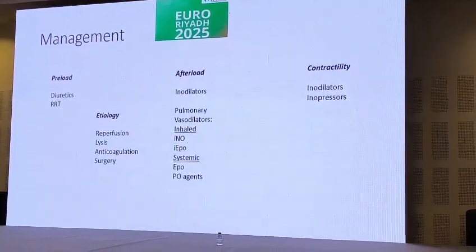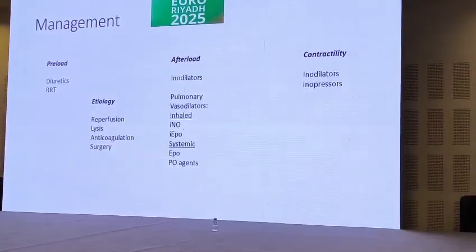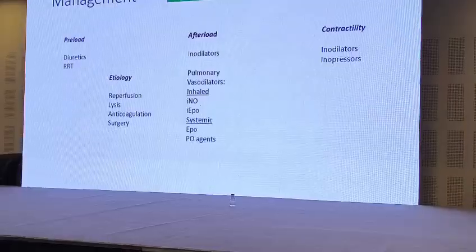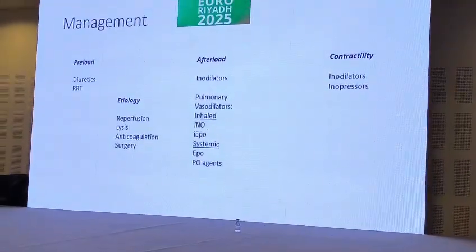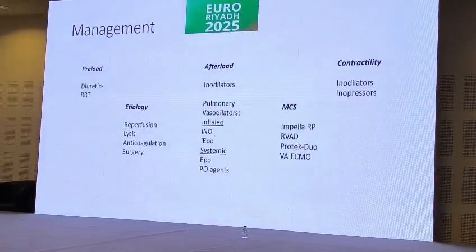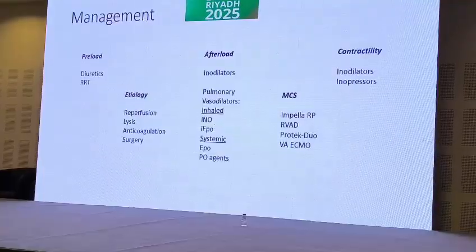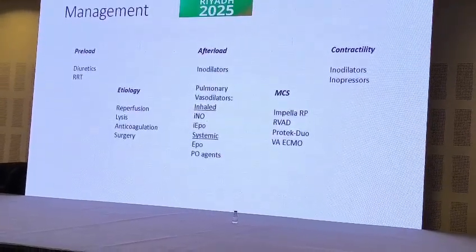Okay, then some etiology, some management directed to etiology, like reperfusion if you have an inferior infarct with RV infarct, lysis for PE, anticoagulation for PE as well, and surgery to correct congenital and valvular defects. MCS, I'm going to talk quickly about MCS. This is not an MCS lecture, but we'll go quick about it. You have 4 options, and I'll show you that in a minute.